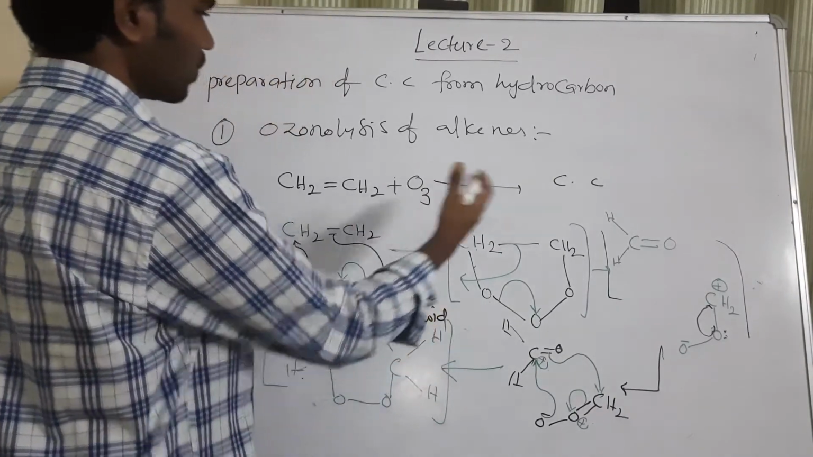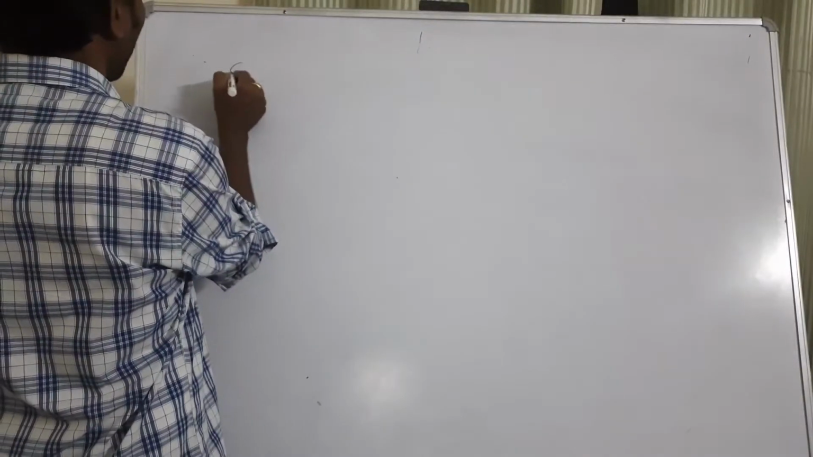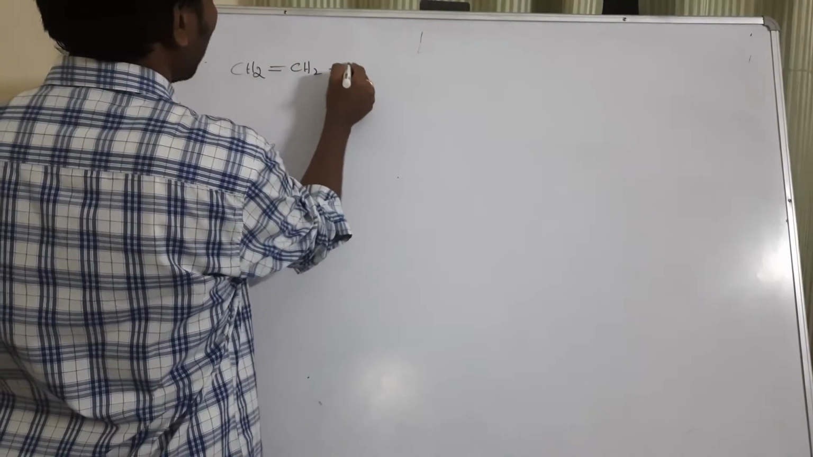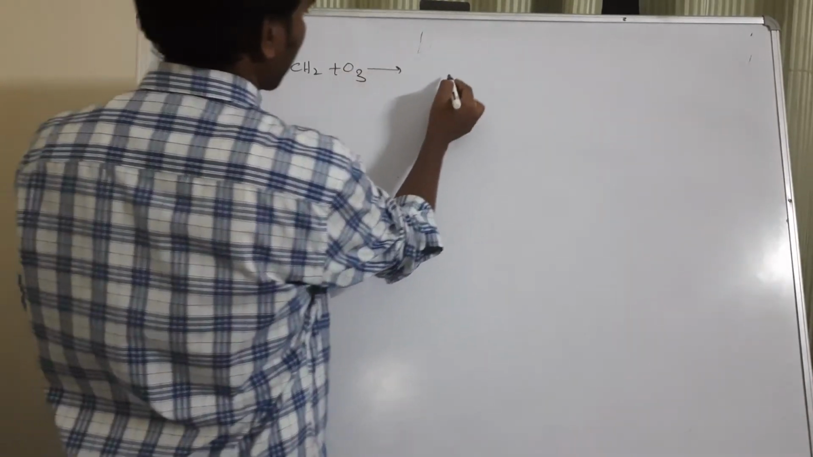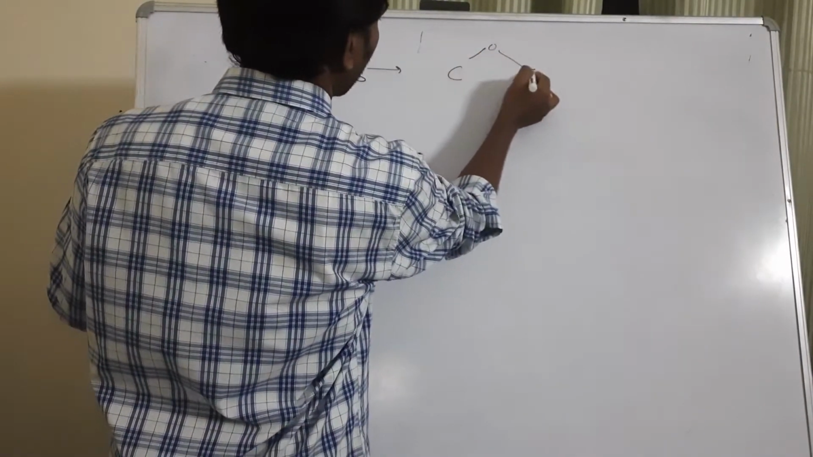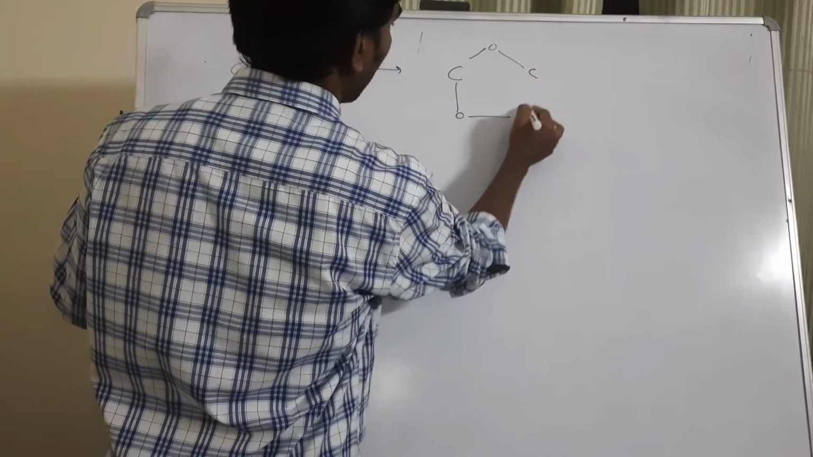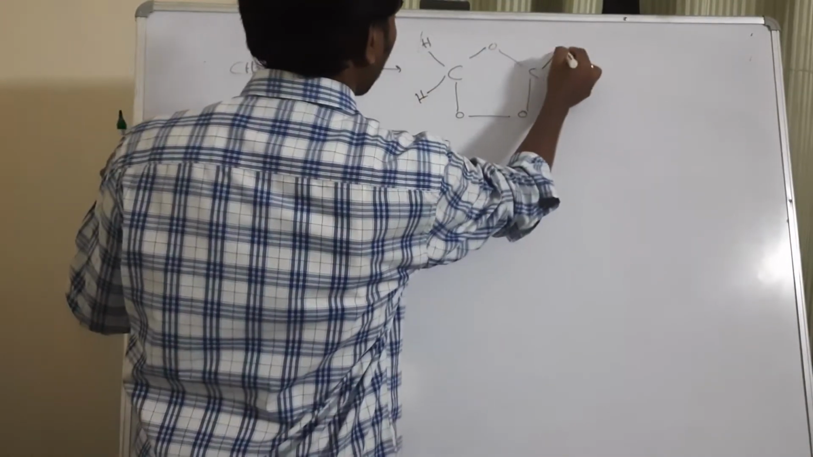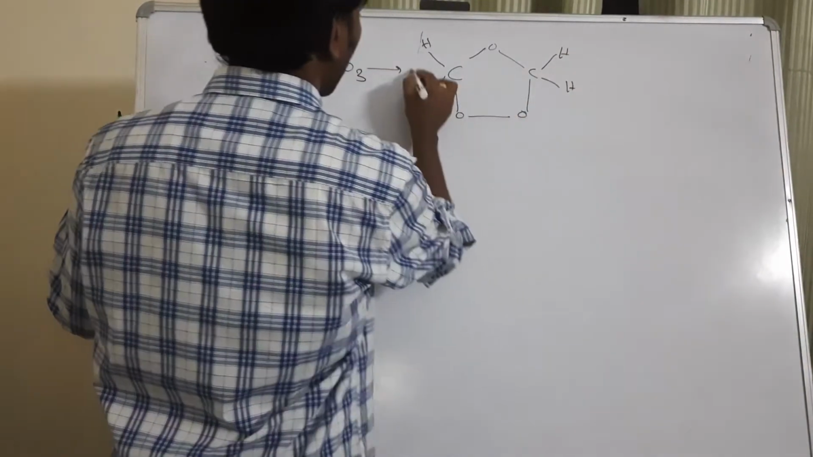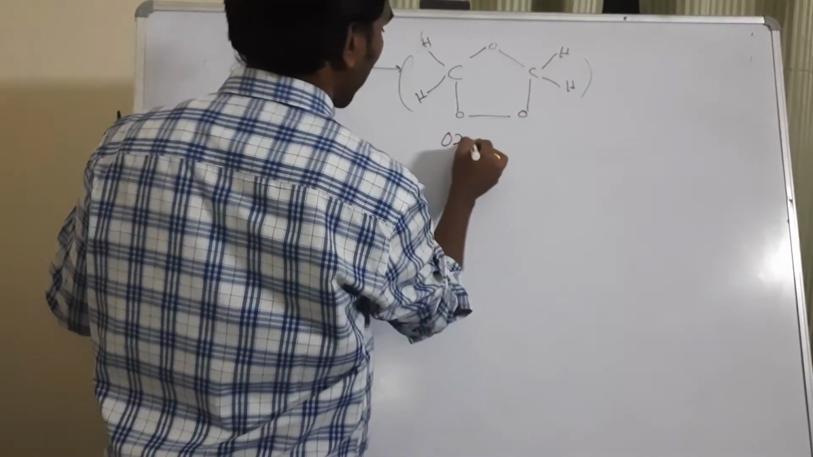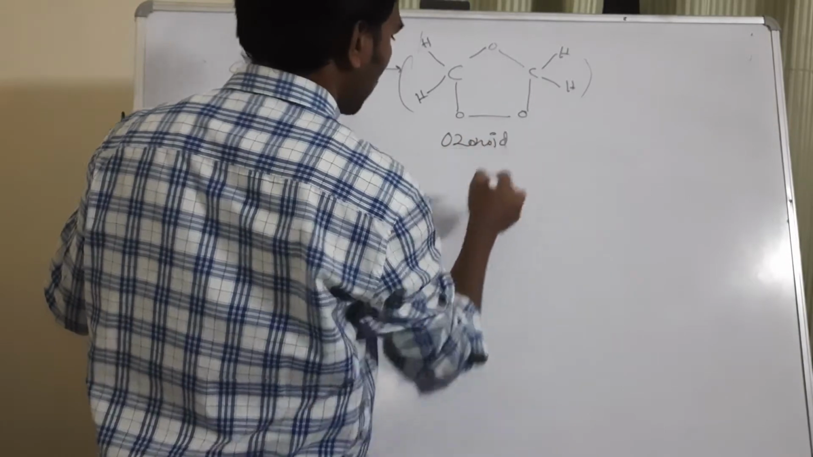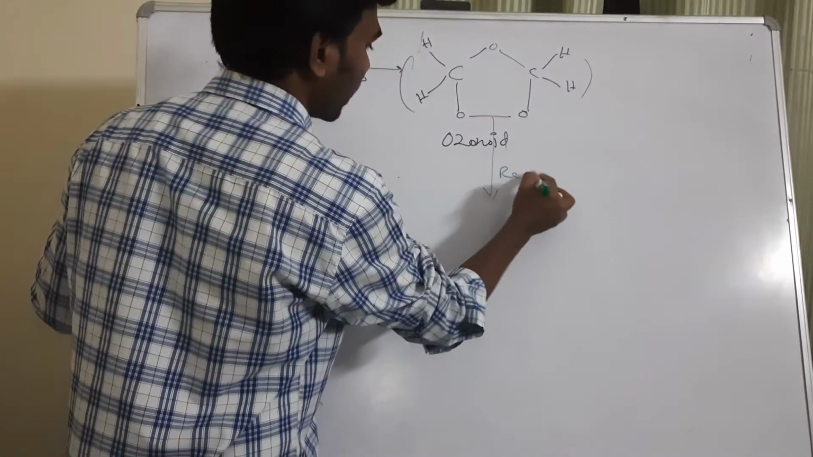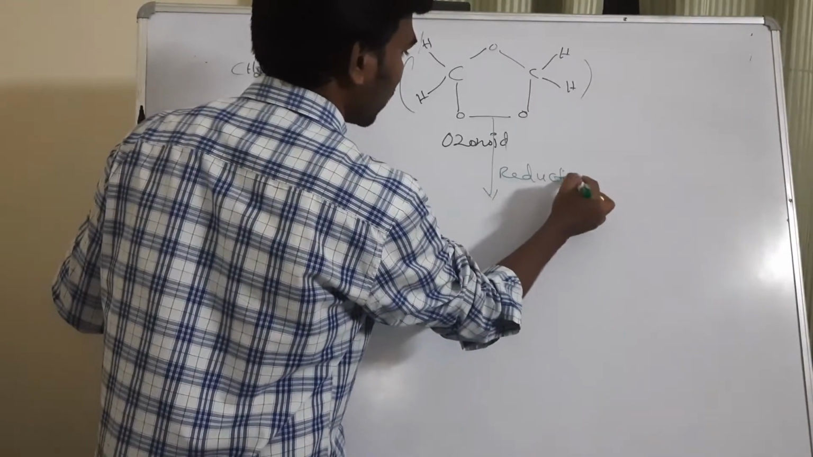After this ozonoid I will let you know again. When CH2 double bond CH2 reacts with ozone, it will first form the ozonoid, that is C, O, C, and here O, with hydrogens on each carbon. The name of this one, what I told you, is ozonoid. This ozonoid will undergo reduction. This is called reduction of ozonoid.